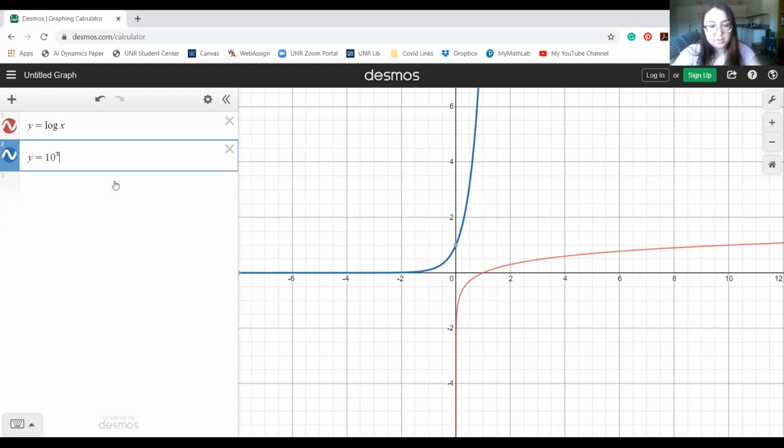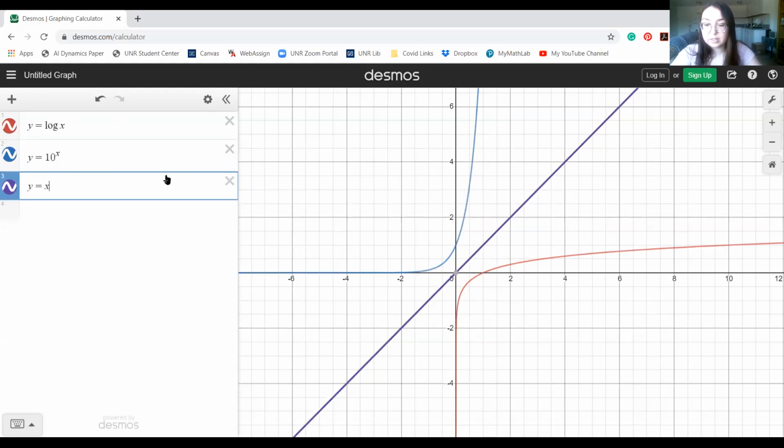Now we see that these are mirrors of each other, once again over y equals x. So we know that if we have log base a of x and a to the power of x, those will always mirror each other, because of those properties that we talked about earlier. So that is how they are related. They are not completely unrelated terms. They are very much related, and they are just opposites.